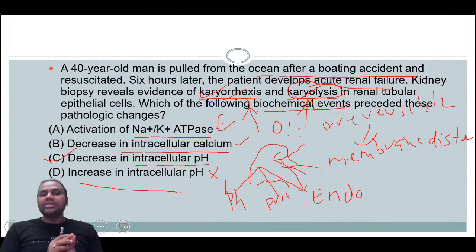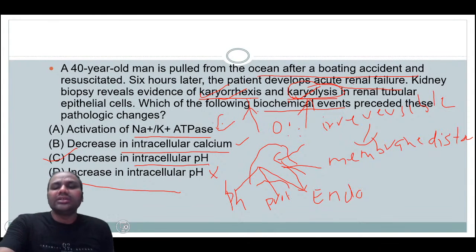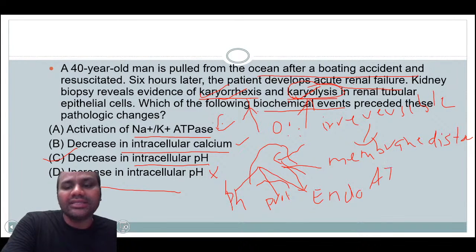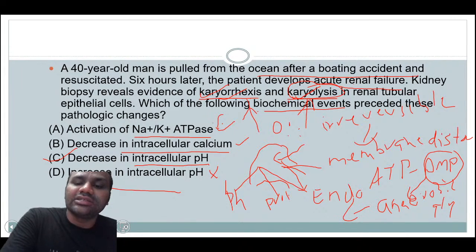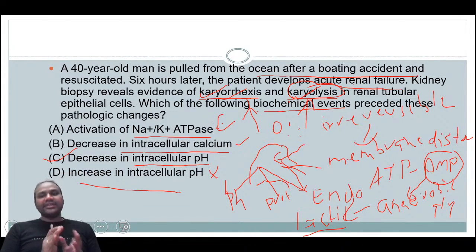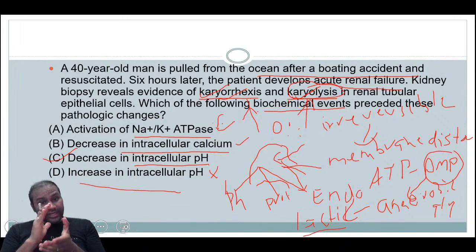So why does pH decrease? Because there is breakdown of ATP, and hence AMP will be forming, and this AMP will induce anaerobic respiration. So this will cause anaerobic glycolysis, and this anaerobic glycolysis will result in the formation of lactic acid. This lactic acid will result in a decrease of pH, and basically this is also a type of adaptation only.